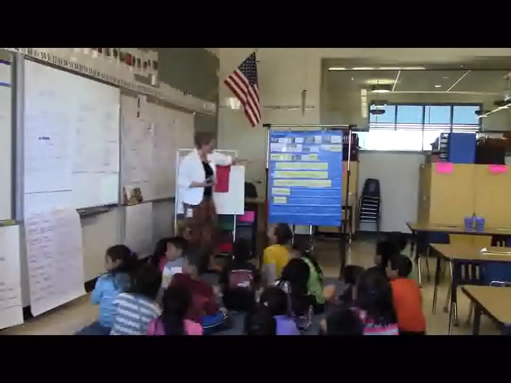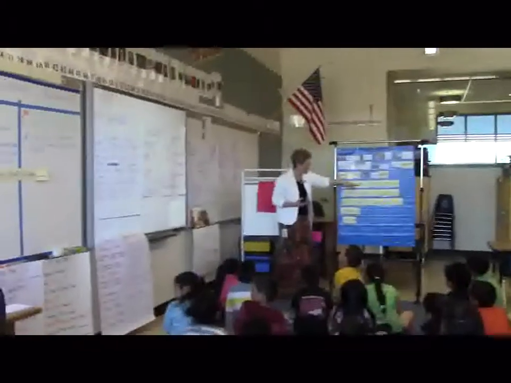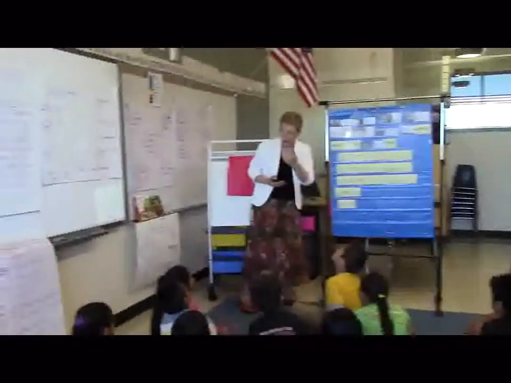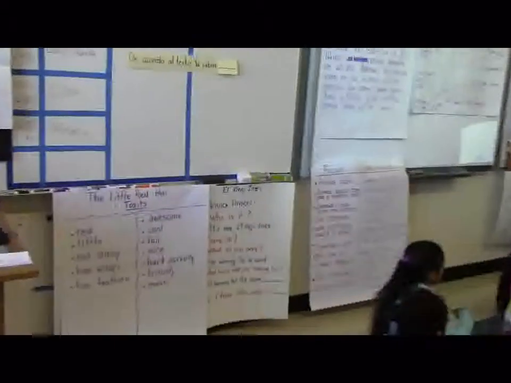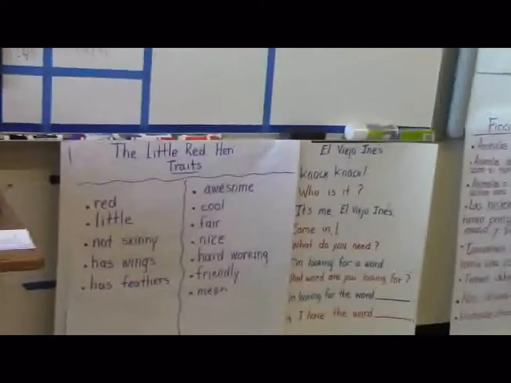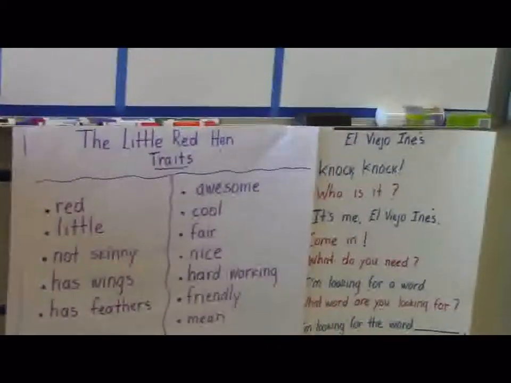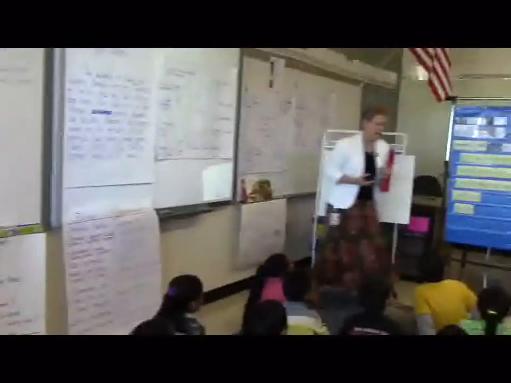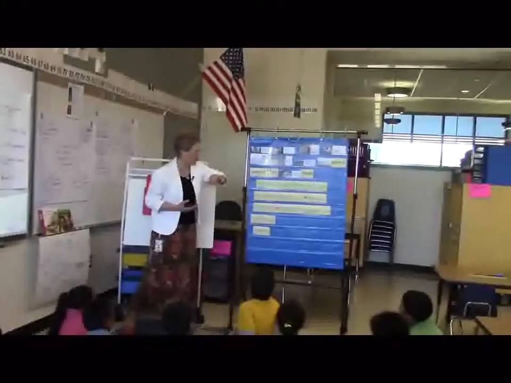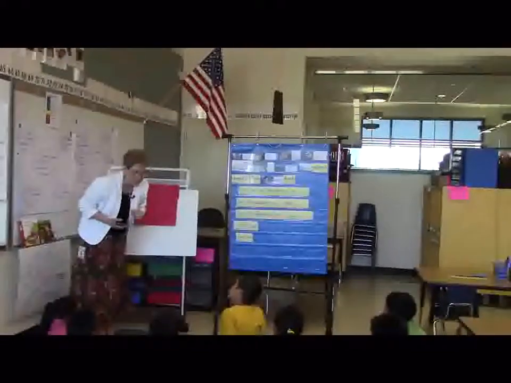In other words, a question could be, what does the little red hen look like? And you came up with some words, didn't you? So, who could tell me what the little red hen looks like? We could say the little red hen is red. Oh, that's very obvious, isn't it? So we could put that one up there. Thank you. And what's another way that we could say, what does a little red hen look like? What's another way we could answer that?